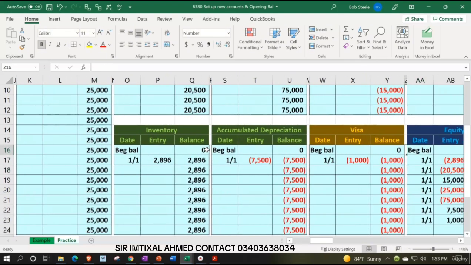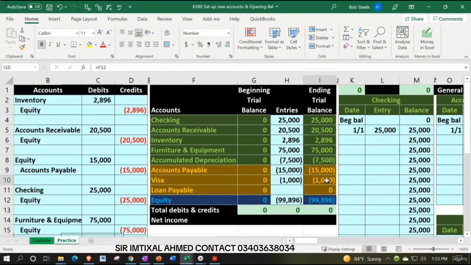So there it is, 1,000 there. That should be on the trustee trial balance as it is. We should be back in balance up top again.